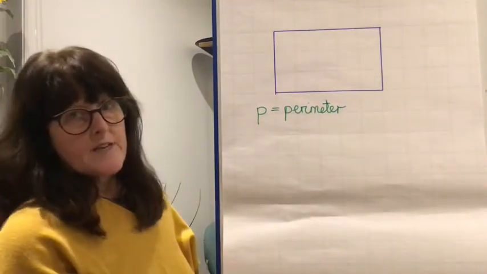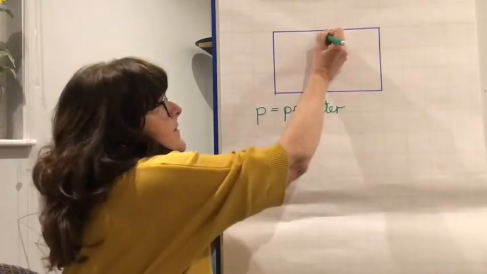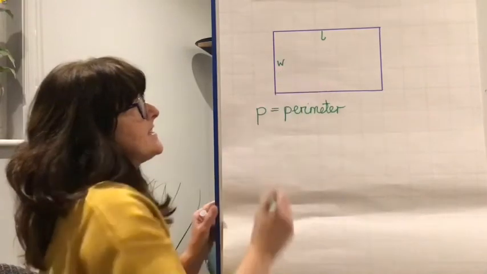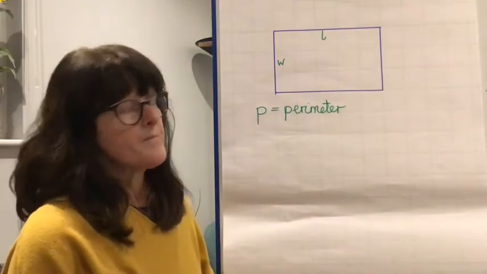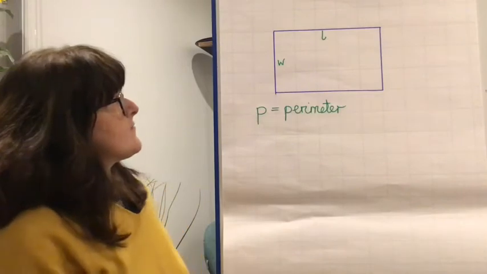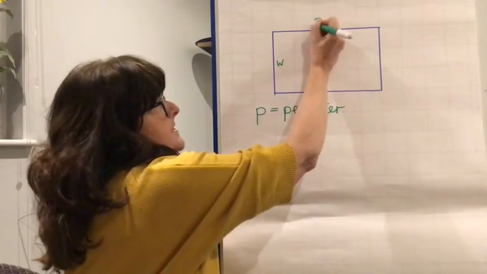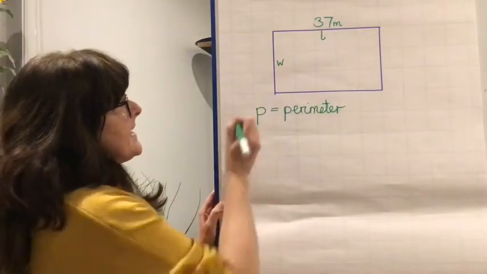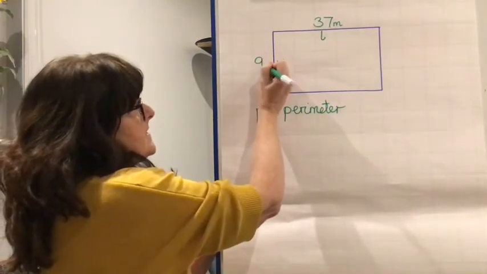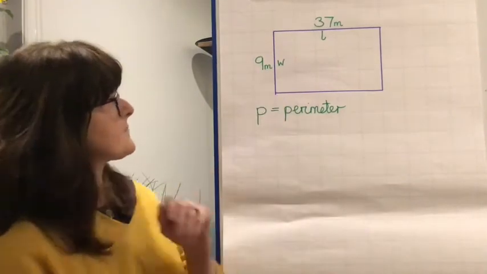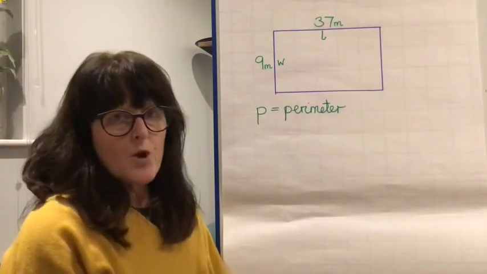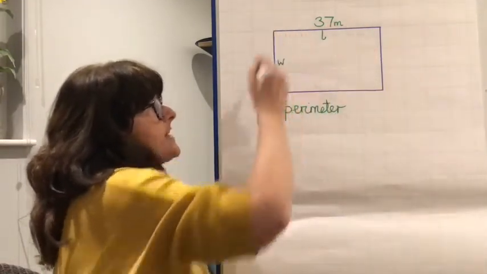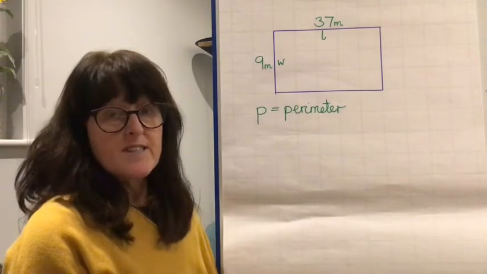We could also use letters to label the length. So L is the length and W is the width of the rectangle. So let's write some measurements on. Should we imagine that this side is 37 metres and this side is 9 metres. Now, if I wanted to work out the perimeter, the distance all the way round the edge of this rectangle, I've got several options.